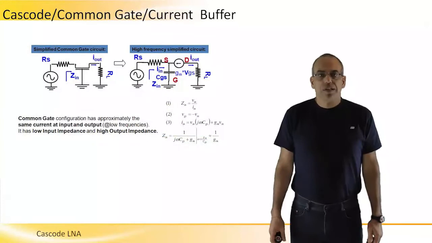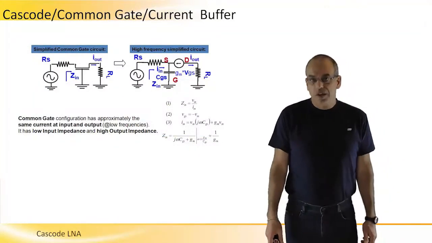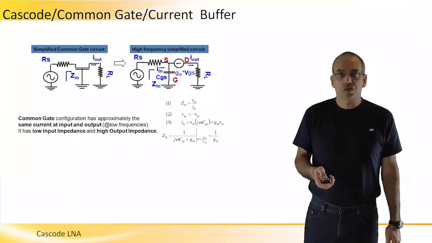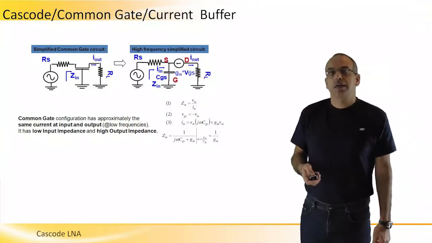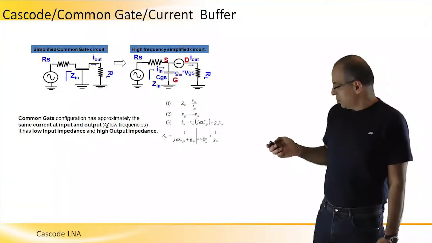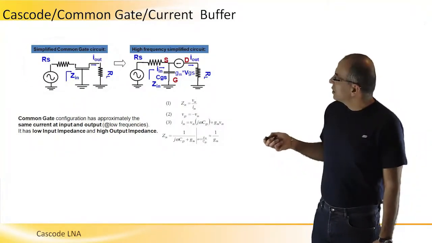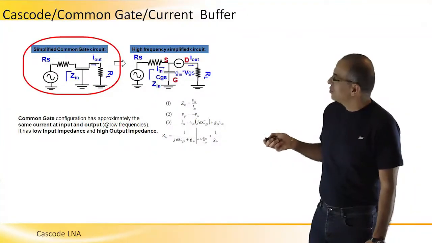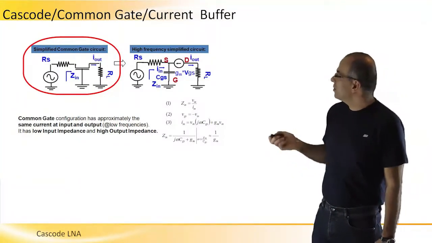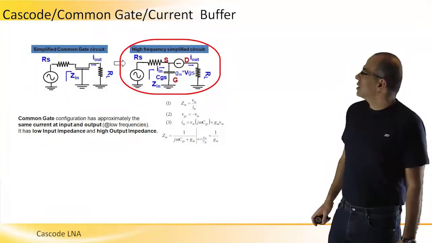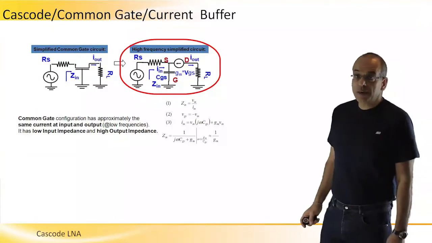Okay, so this Cascode transistor is really a transistor in a common gate topology. The schematic of the common gate topology is described here, and right here we can see the simplified equivalent circuit of the common gate.